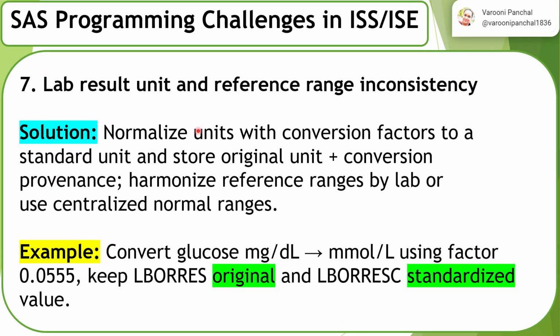Number 7 is your lab result, unit and reference range inconsistency. Now you will always see, when you have 12 individual studies you are trying to combine into one study, the lab units are not the same, the reference ranges are different, the vendors are different. So how do you harmonize these? The solution here is to normalize units with conversion factors to a standard unit, and store the original unit as well as the conversion provenance, and harmonize lab reference ranges by lab, or use centralized normal ranges.